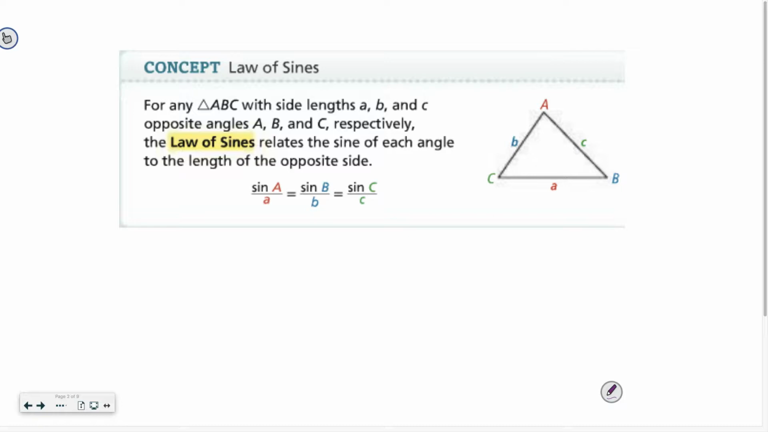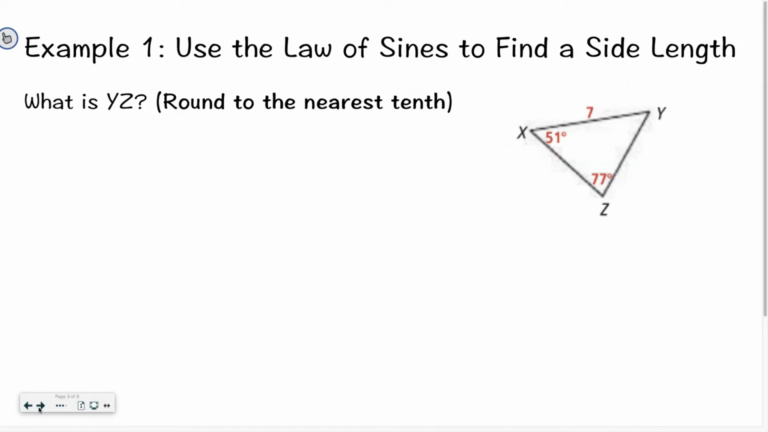Now, the law of sines is just a ratio. So you do the sine of angle A over side a, then the sine of angle B over side b, and the sine of angle C over side c. Okay, so it's a lot of cross multiplying and dividing. Hopefully you guys are still feeling pretty comfortable with that. We did a lot of that in chapter 7.